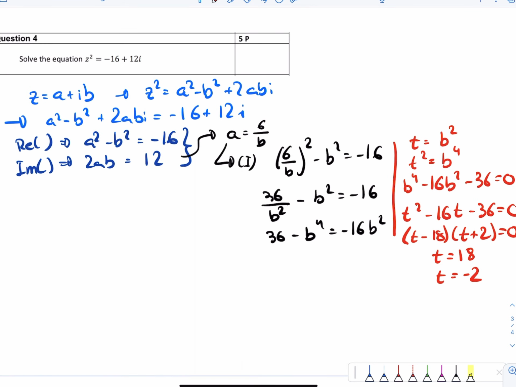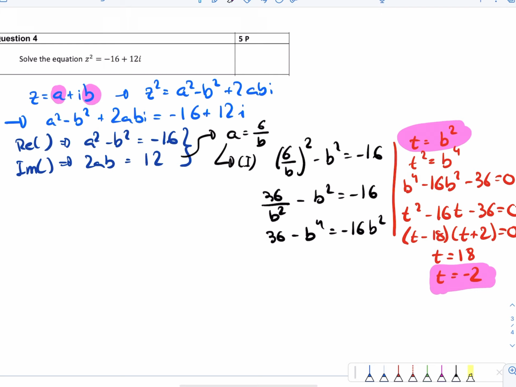So, considering the change of variable that we use for finding t, t is equal to b squared, the solution t equals negative 2 will not give us a real number. And here we're assuming that a and b are real numbers because of the definition of z, right?